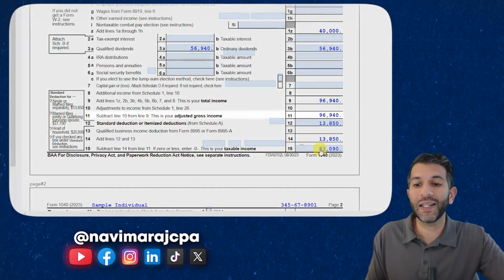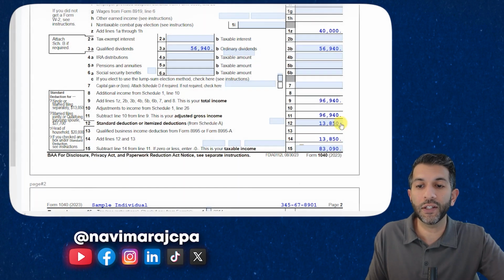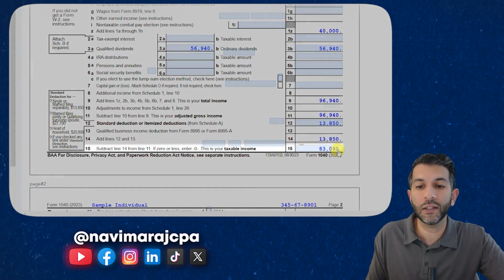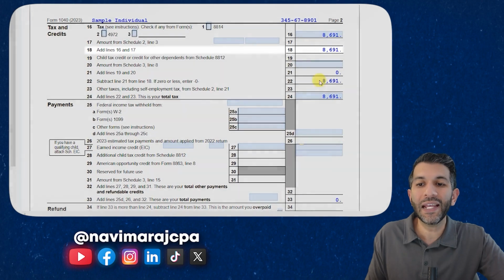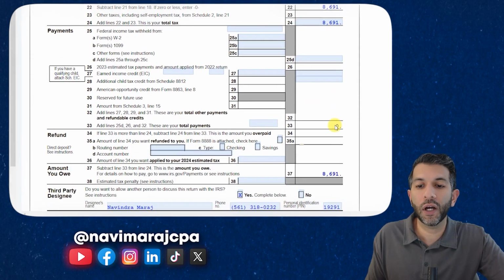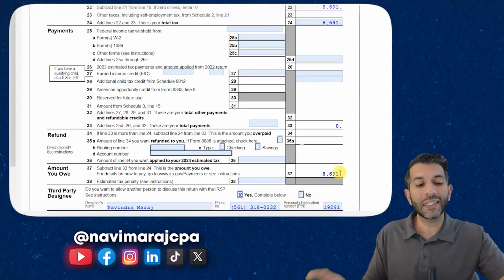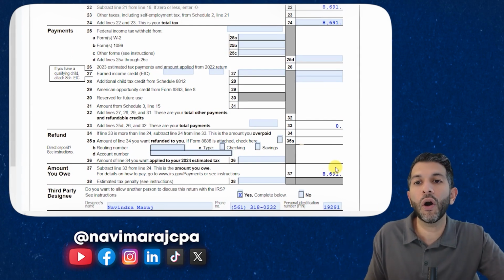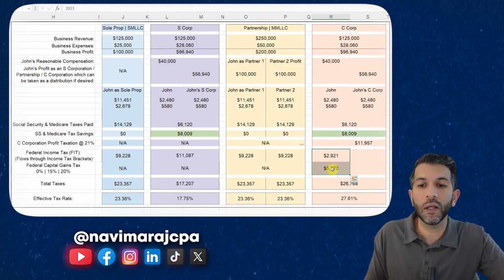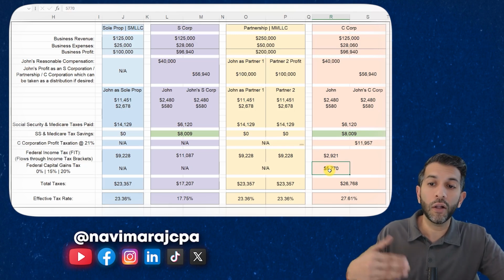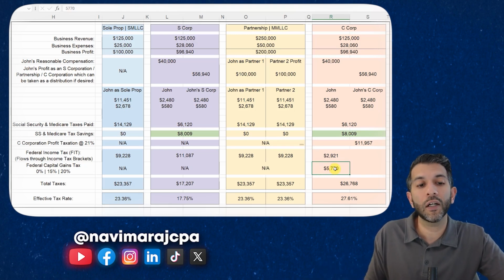So this brings our taxable income, $96,940 minus $13,850 to $83,090. Now, what tax do we have to pay? We're paying $8,691 in tax. That's not an easy calculation to do on your own though. Why do I say that? It comes back to this. If you add these two numbers, that's how you get the sum of the $8,691. But some of it is income tax, some of it is not taxed at all, the dividend, and some of that dividend income is taxed at 15%.